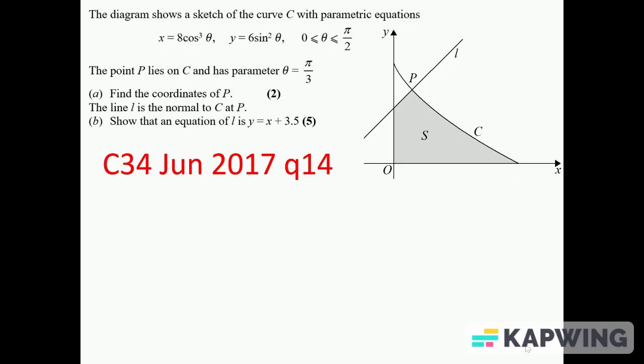Yeah, C34 international paper, June 2017, question 14, last question on the paper. We've got a diagram that shows the curve C with parametric equations, x equals that, y equals that, all between 0 and pi over 2. Point P lies on C and has parameter theta equals pi over 3. We're going to find the coordinates of P and show the equation of the normal is equal to this.